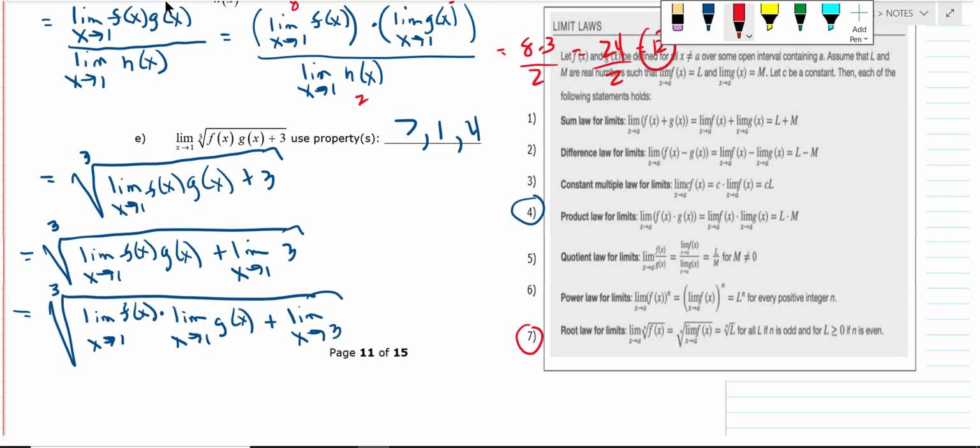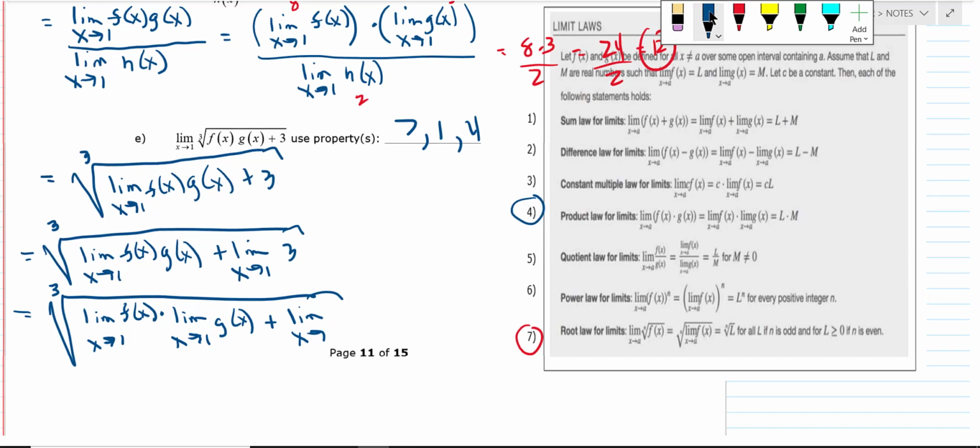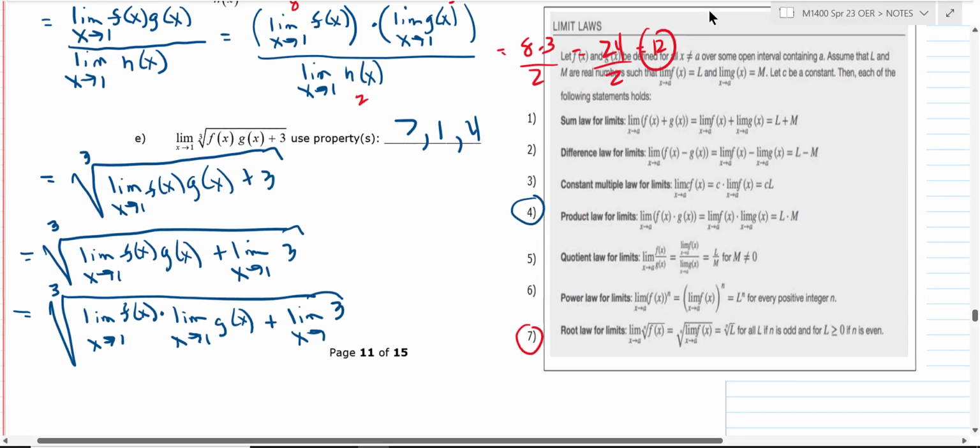Because I messed up. Okay, thank you for pointing that out. I think what I was doing was putting everything in the wrong number. So that would be 3, and that would be x is less than 1. Thank you for pointing that out.